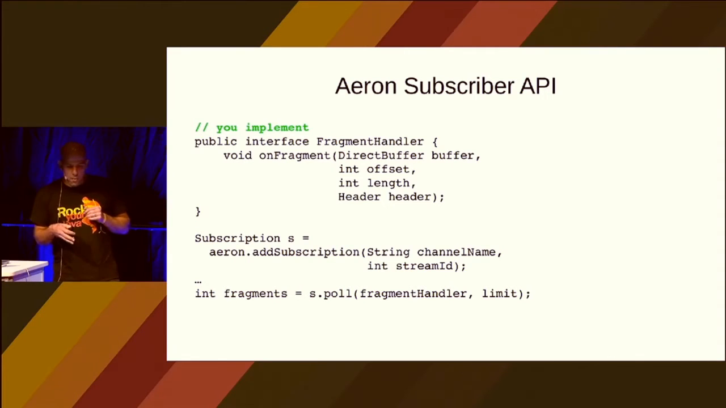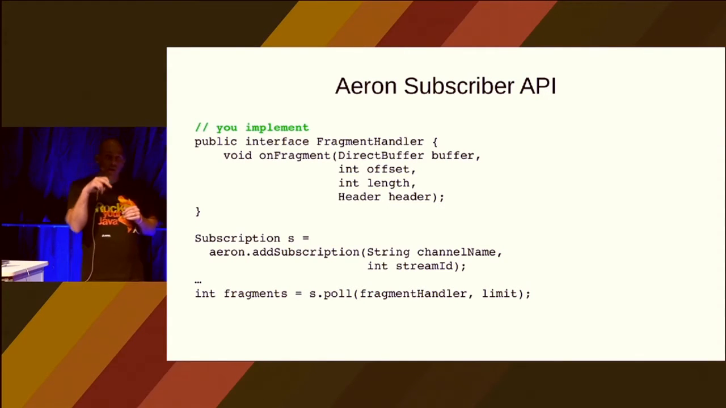The subscriber API, again, talks about fragments because this is geared towards a messaging system, and a message might be spread across several fragments. So you implement a fragment handler. If your messages are small enough, they will never occupy more than one fragment, so it's not something you should worry about. So when you get a fragment, again, you get handed a direct buffer with an offset and a length and a header.